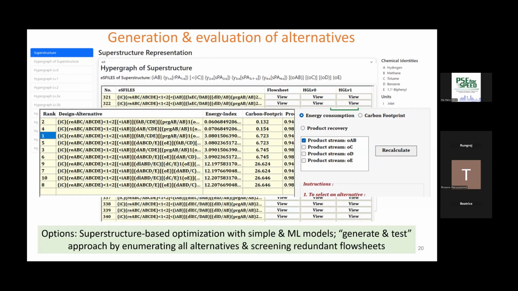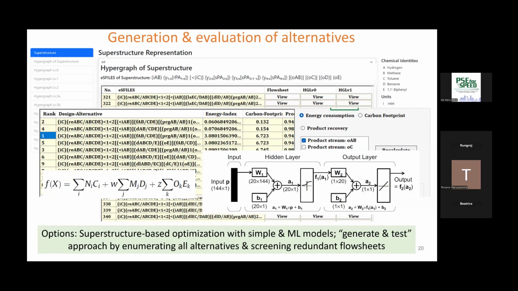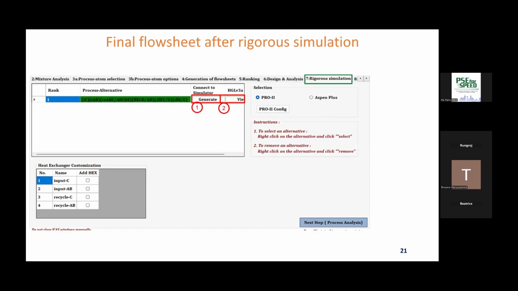And these calculations are done not with simulation, but with what we call flowsheet property models. And these property models can be generated simply, or we can generate them with machine learning. Once we have got the flowsheet, then we do the design. And then after the design, we create the input file for any process flowsheet we would like.